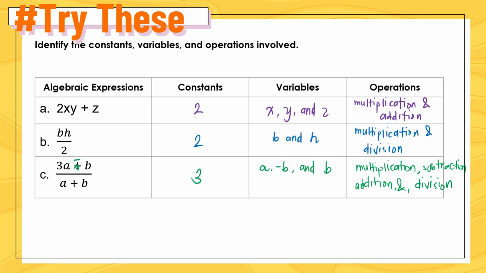Okay? So, when we are dealing with constant, we are dealing with numbers because they are fixed already. For variables, we are dealing with letters, meaning their value might change. Pwede ka mag-substitute dyan. Okay.